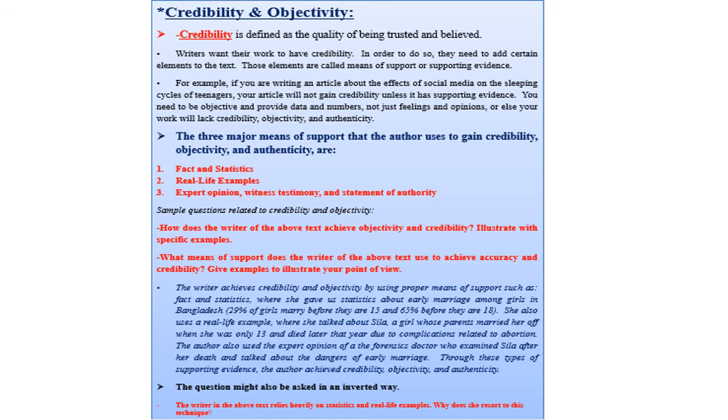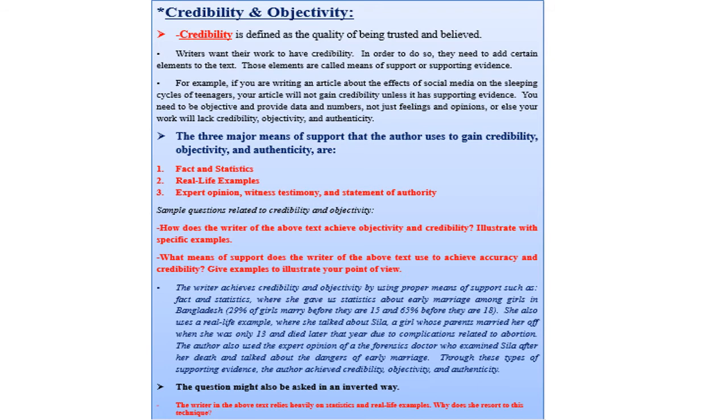Credibility and objectivity. Okay, the author uses different means, as I talked about previously, to achieve credibility. Credibility is defined as being trusted or believed. I want to write an article about pollution. I need to be credible. People need to believe me. Okay, please read this thoroughly in the book after we finish this lecture.